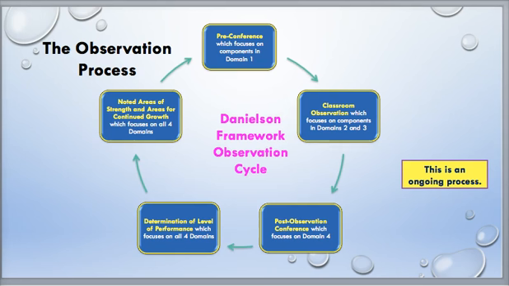The determination of level of performance follows that, and it focuses on all 4 domains. Finally, we have the noted areas of strength and areas for continued growth, which focuses on all 4 domains. This is an ongoing process, so following the noted areas of strength and areas for continued growth, we would return to pre-conference and go through the cycle in an ongoing process.